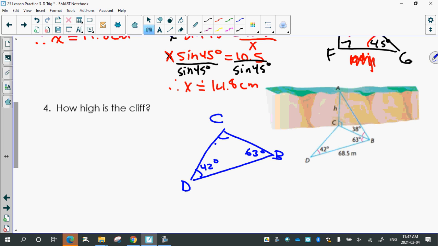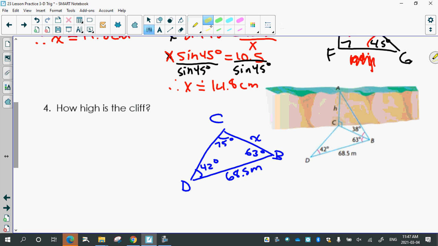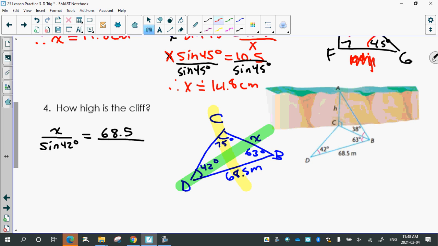Is everyone good at 75 degrees up here at angle C? Everyone knows how to get that? Okay. And our common side is this one, X. It's not a right angle triangle, but we do have a side angle pair. So we're going to do X over the sine of 42 degrees equals 68.5 over the sine of 75 degrees.